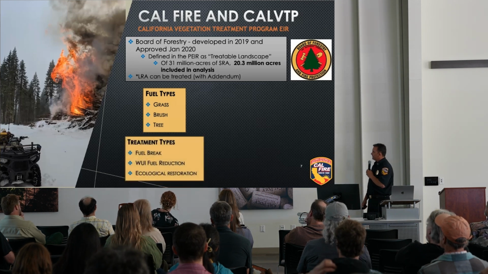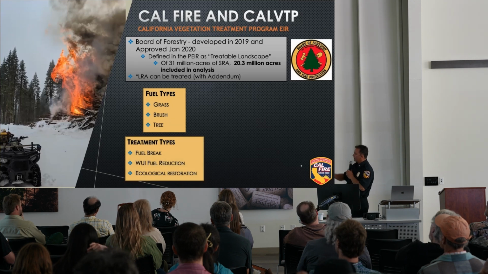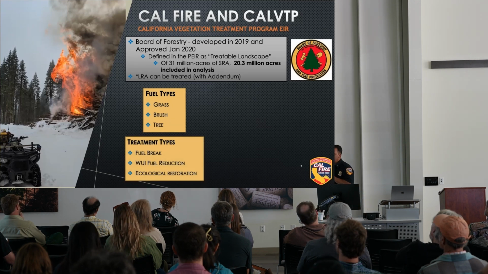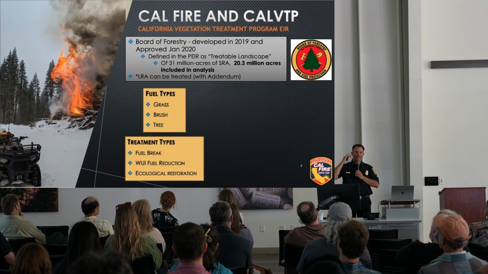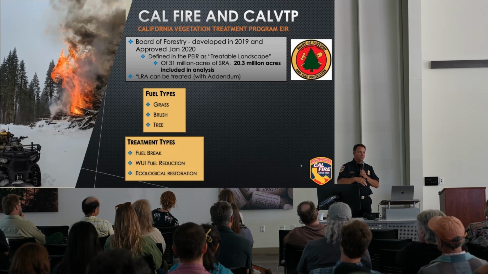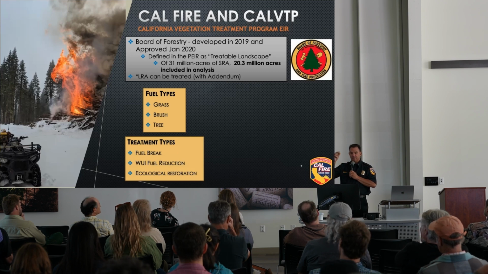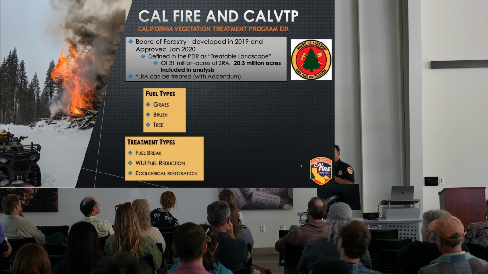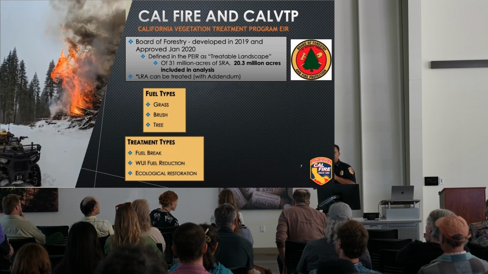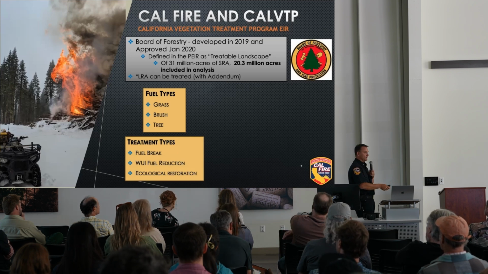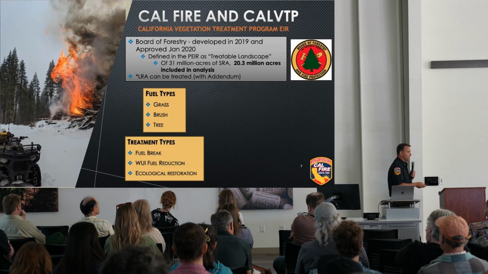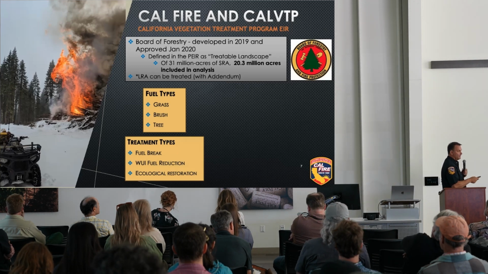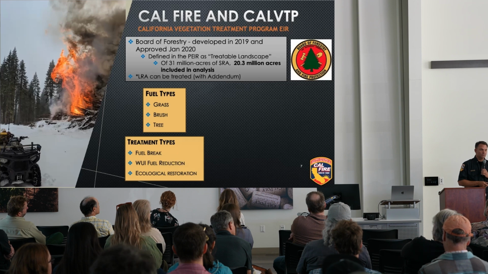The CAL VTP treatment types include fuel break, wildland-urban interface fuel reduction, and ecological restoration. What is your intent behind this project, generally speaking? It can have multiple, but it should have one general intent, which gives you a sense of what the project is for. Right out the gate, you just select it. What is its majority purpose? That's pretty nice to do up front for the transparency of the public. What's your project for?